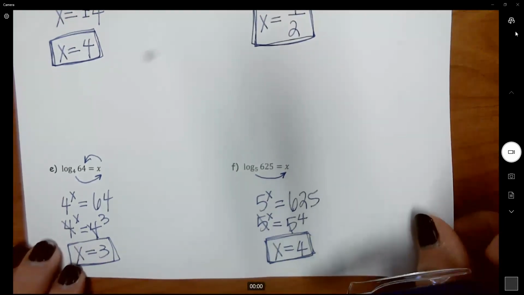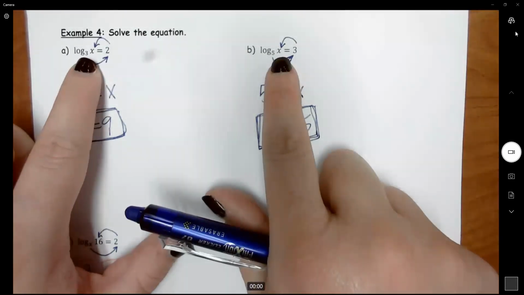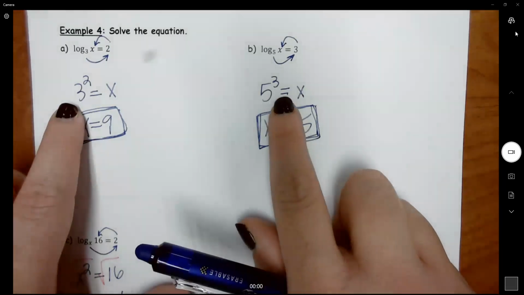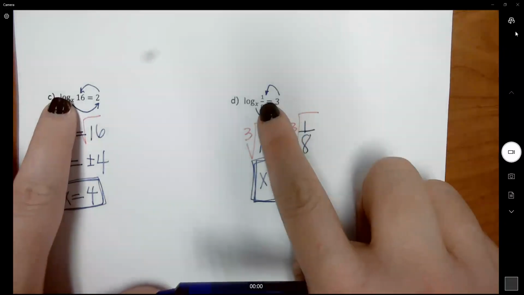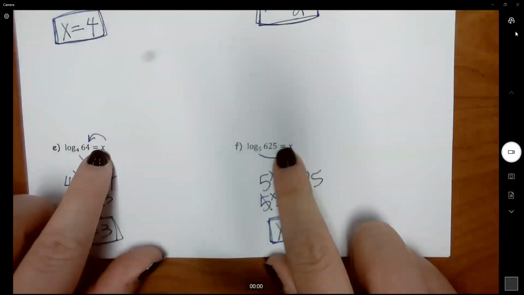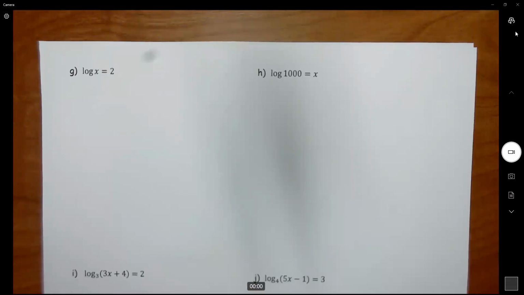Okay, so the first 6 problems are kind of 2 of each type. When x is the big number, those are the easiest because you just evaluate what you get. Then when x is the base, and then when our logs equal x. So the second page is going to be kind of a mixture of those three different types.